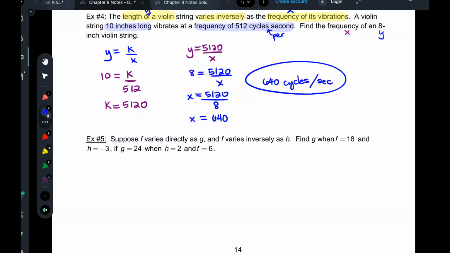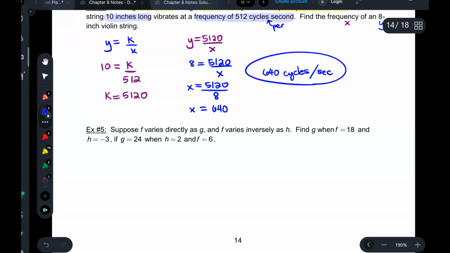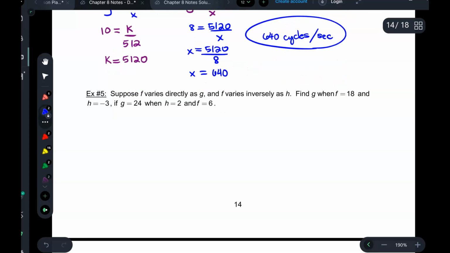Last one. When it says varies inversely, this is the equation. When it says varies directly, it's Y equals KX. When it says inversely, it's Y equals K over X. That makes sense now.